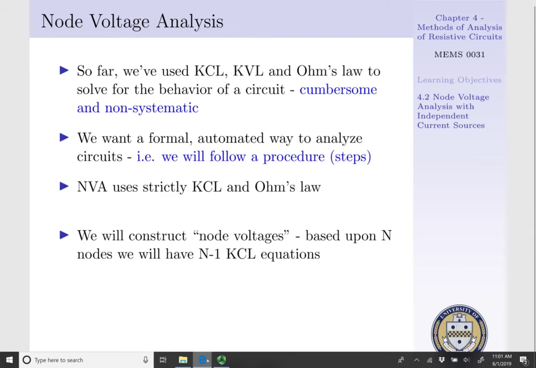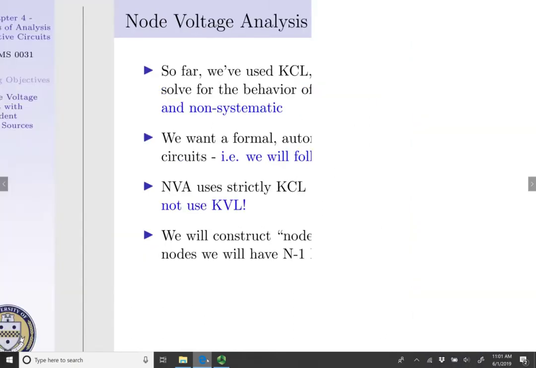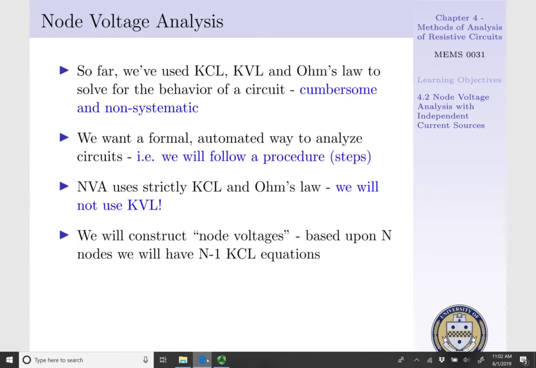Node voltage analysis strictly uses KCL and Ohm's law. That is to say, we will not use KVL in this analysis. Anytime we say we are using node voltage analysis, you must use Kirchhoff's current law. That is, we have to construct KCL equations at each of our nodes within our system. We will construct node voltages at these nodes of interest, and these node voltages will be based upon n number of nodes we have within our system. Therefore, NVA requires us to have n-1 KCL equations to solve for the behavior of our circuit. Recall the definition of a node, where a node connects two or more circuit elements.